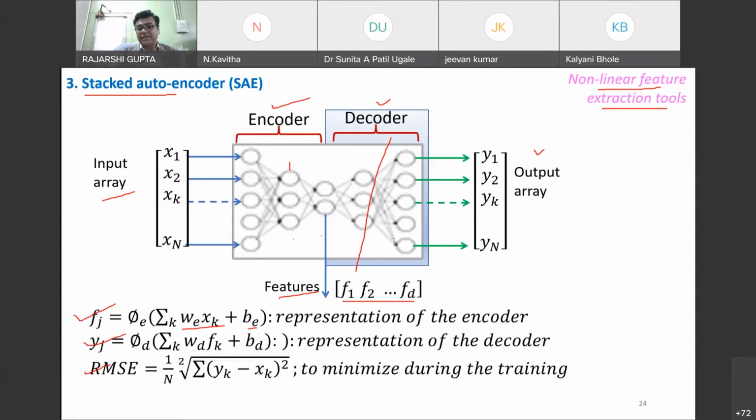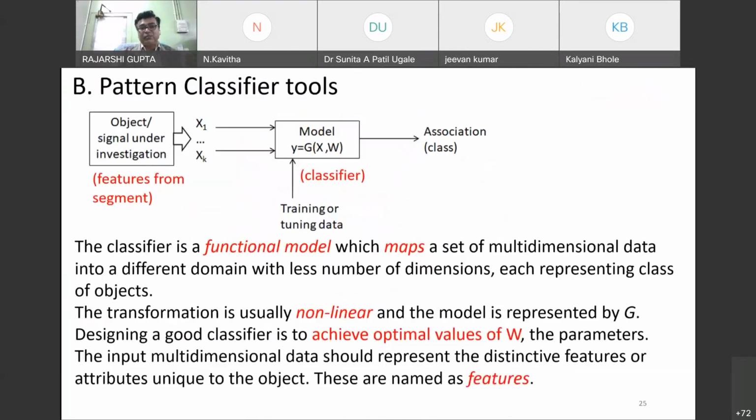There are many other versions of stacked autoencoders, like denoising autoencoders, where at each stage some noise is intentionally mixed. I will quickly go through the feature extraction and pattern classification tools.